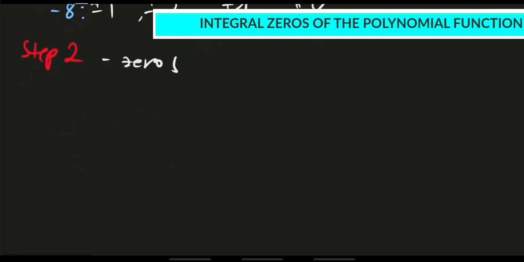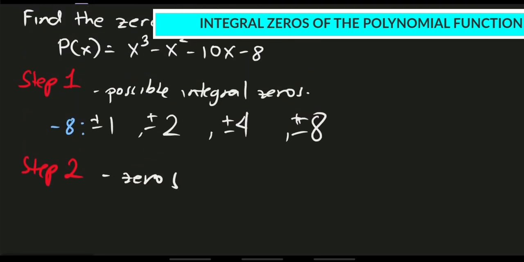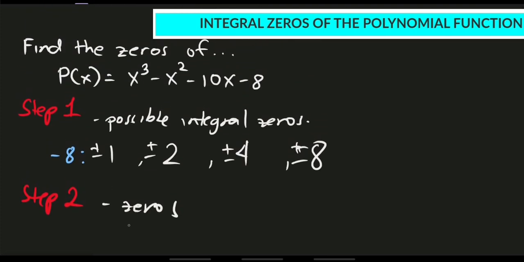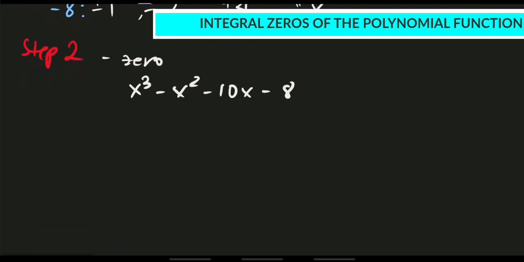So for the zeros of this given problem, let's try to use synthetic division, right? For example, if we have this given problem, x cubed minus x squared minus 10x minus 8, since we want to look for at least one zero, let's try to choose at least one possible integral zero. So let's try to use positive and negative 1. For step number 2, let's try to use x as positive 1 and x as negative 1. Let's try to use synthetic division for this one.